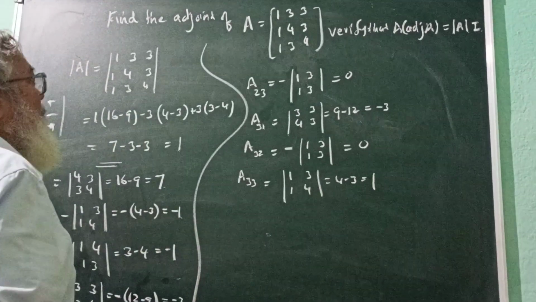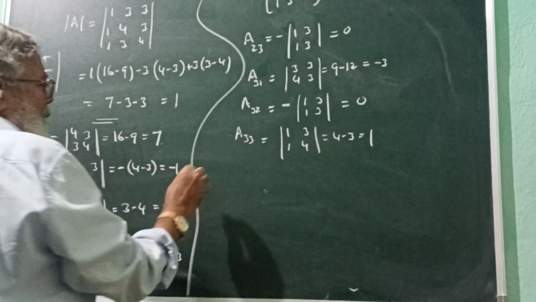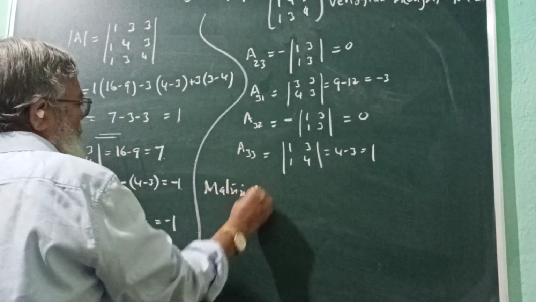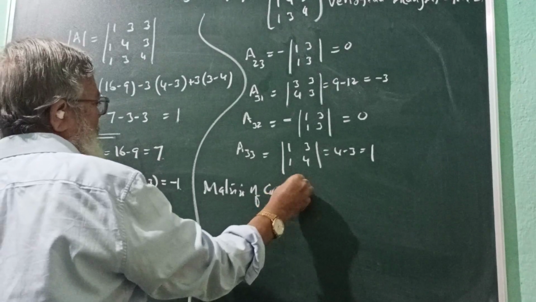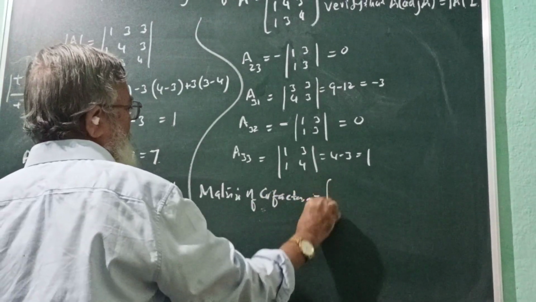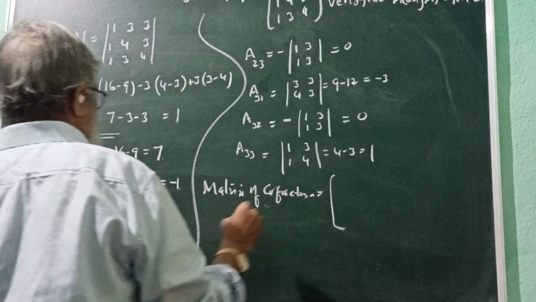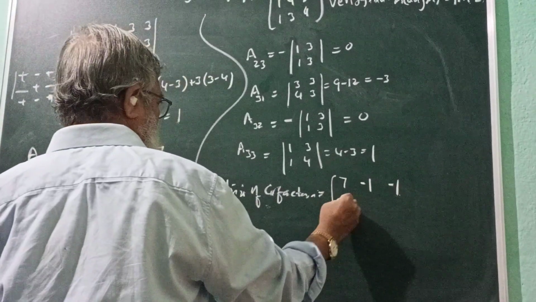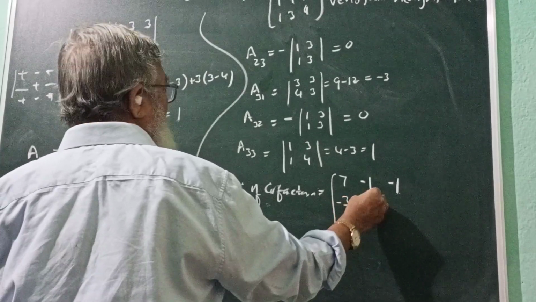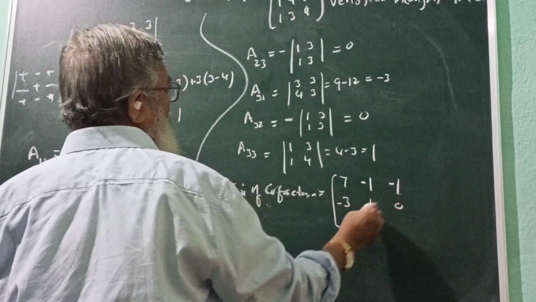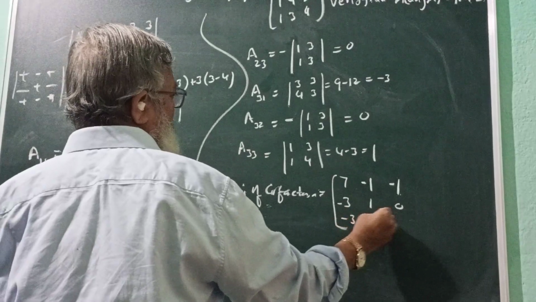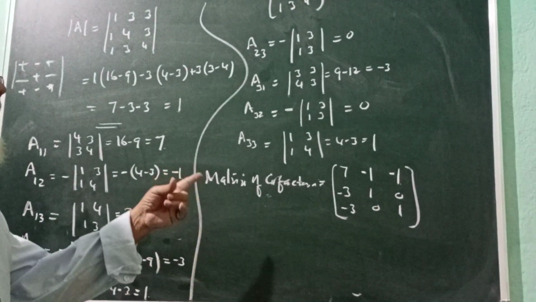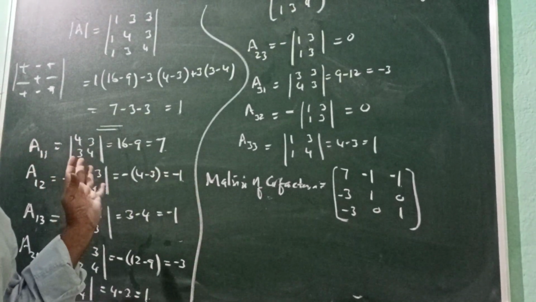We got all the cofactors. Now let us form the matrix of cofactors. Matrix of cofactors is given by, look here it is 7 minus 1 minus 1 minus 3 1, it is 0 minus 3 0 1. This is the matrix of cofactor. If you take the transpose of this, it will become the adjoint.